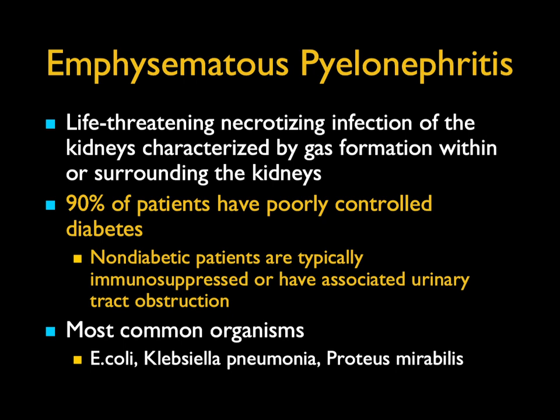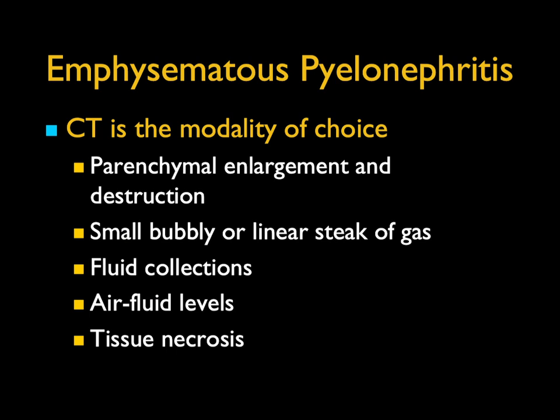Non-diabetic patients are then immunosuppressed patients. Most common organisms, E. coli, Klebsiella, and Proteus. CT is the modality of choice because you can look for enlargement of the parenchyma and perfusion changes. You can look for air, a little bit or a lot. You look for fluid levels in the peri or pararenal space or within the kidney. You look for air fluid levels and tissue necrosis.